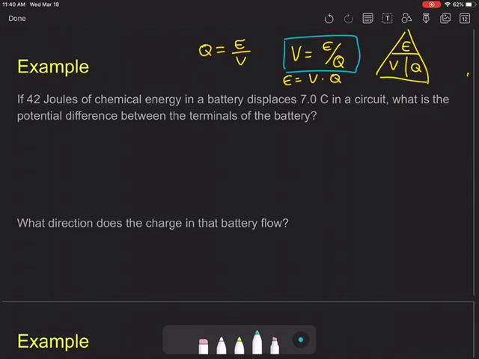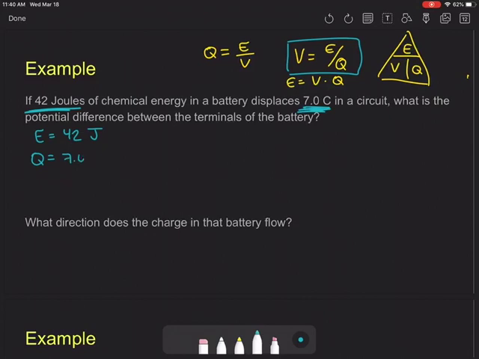So reading this example, we have 42 joules of chemical energy in a battery, and it displaces 7.0 coulombs in a circuit. What is the potential difference between the terminals of the battery? So the first number we have here is 42 joules. We know that energy is measured in joules, so that means our E value is 42 joules. Next, we have 7.0 coulombs. We know Q, our amount of charge, is measured in coulombs. So we get Q is equal to 7.0 coulombs.